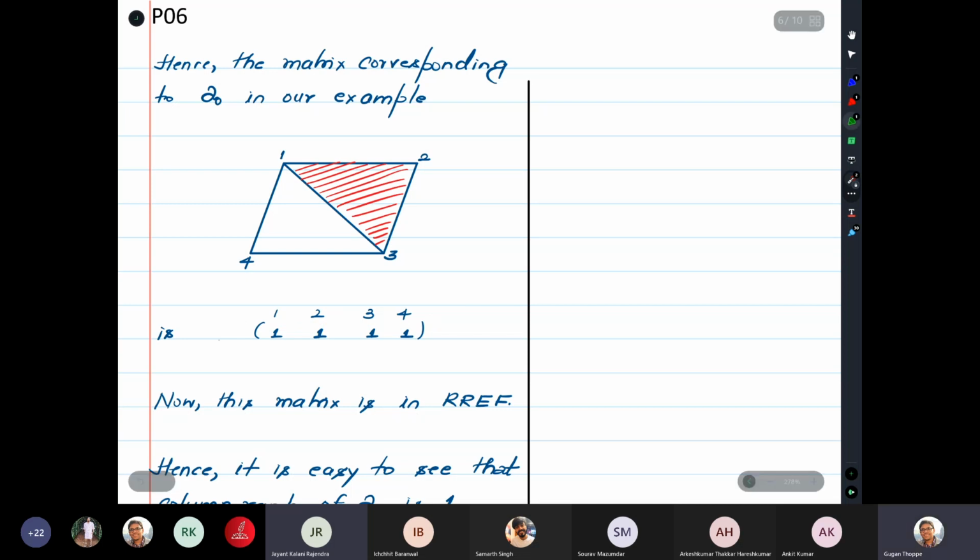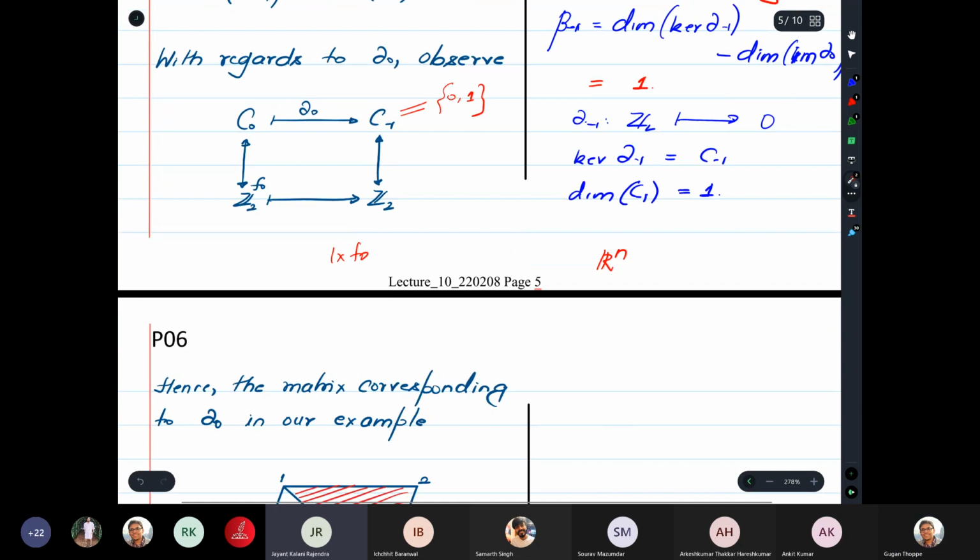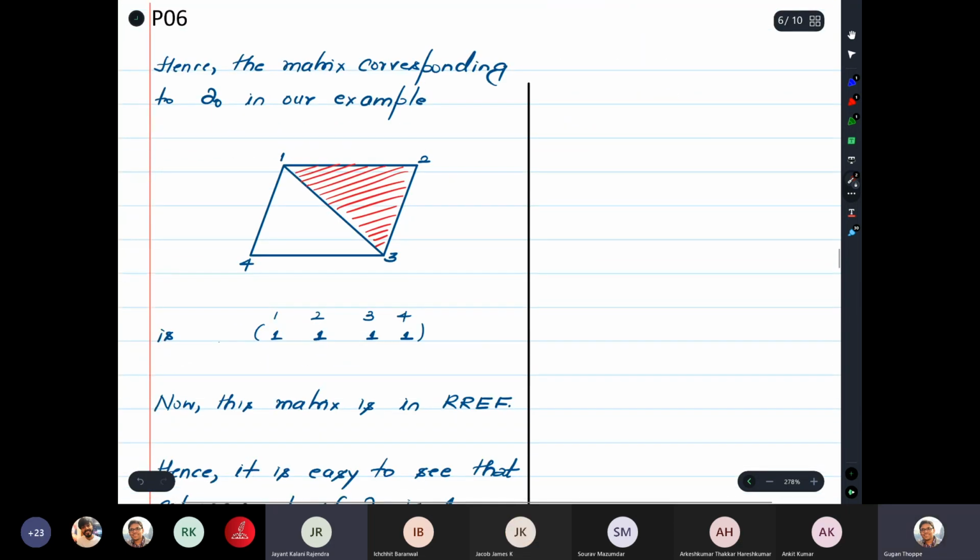Yes, Jacob, please go ahead. When we take the image of 1. Yes, what do you mean by 1? The vertex 1, the 0 chain corresponding to 1. Is that what you're saying? Yeah. Okay, so what is this? This consists of an odd number of vertices, so when we do summation, it will be 1. Okay, so this will be mapped to 1.